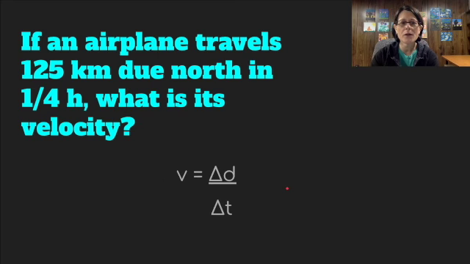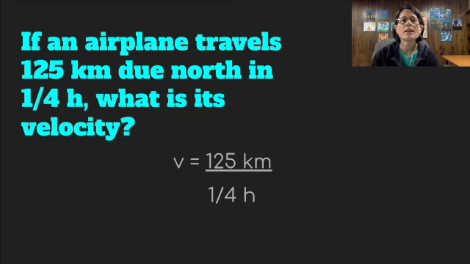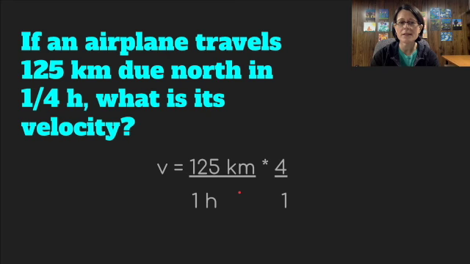Let's try one more problem. If an airplane travels 125 kilometers due north in a quarter of an hour, what is its velocity? Start with the equation. Don't skip the equation. We plug in our distance on the top, 125 kilometers, and 1/4 hour, a quarter of an hour, on the bottom. Remember, dividing by 1/4 is like multiplying by 4.